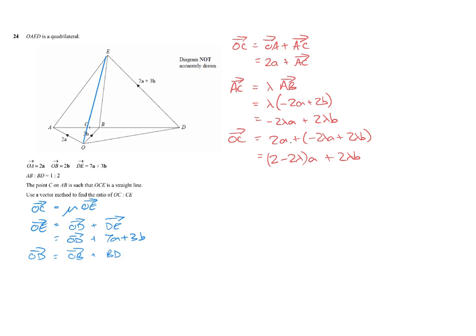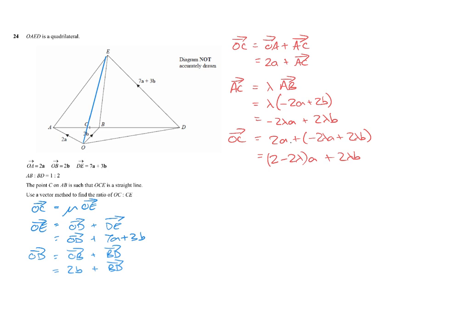So BD. OB I know is 2B. And BD I need to calculate because I don't know. But BD here is part of this ratio here, A to B, B to D. The ratio is 1 to 2. So BD is twice as long as AB. It's twice the vector. So what is the vector of AB? Well, we know vector of AB because it's minus 2A plus 2B.